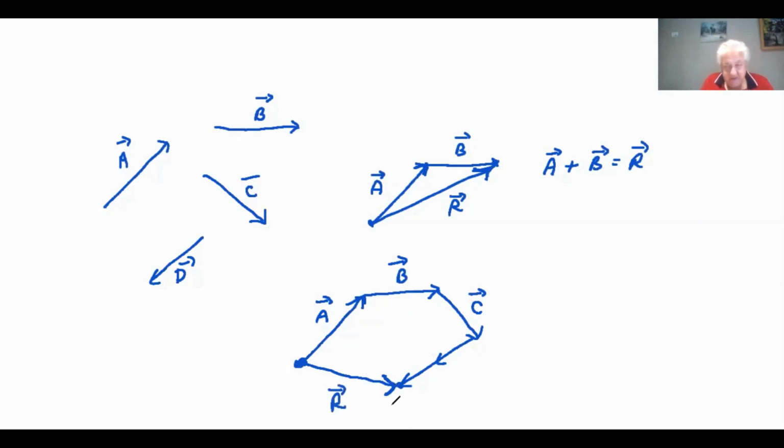And this can be written as A plus B plus C plus D. This is my D there. This is equal to my resultant.